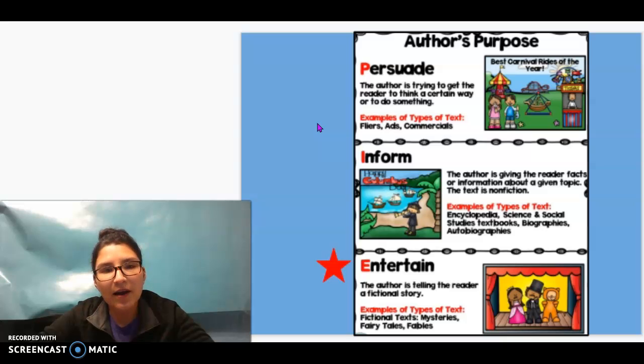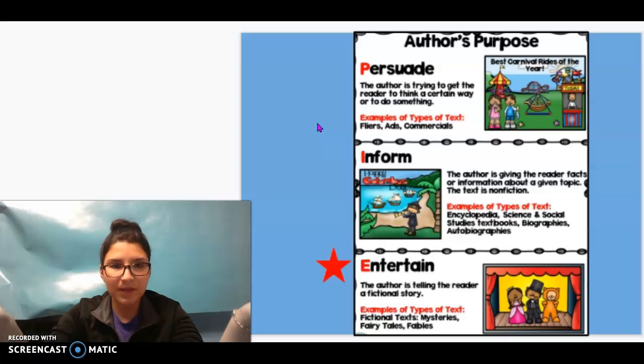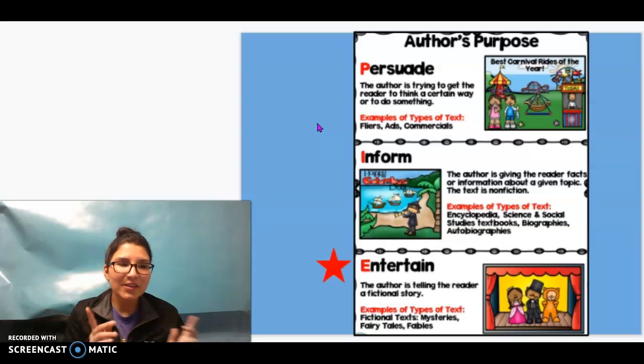So let's go back. I'm going to say something and I'd like for you to repeat. Persuade. The author is trying to convince me of something. Good. Inform. The author is trying to teach me something. Good. Entertain. The author is trying to get me to enjoy the book. Excellent. Okay, let's move on to the next slide.